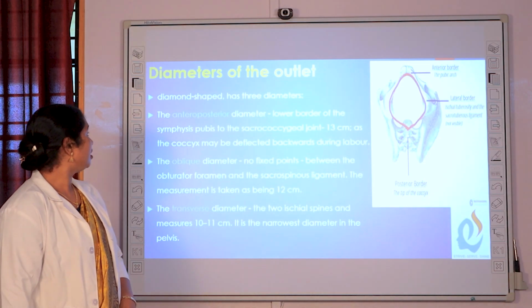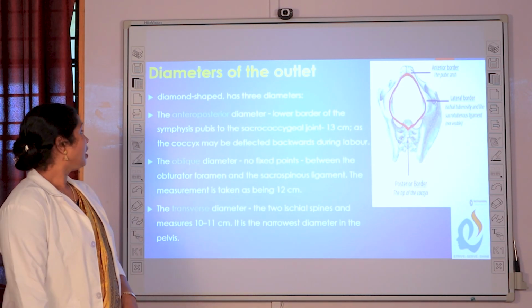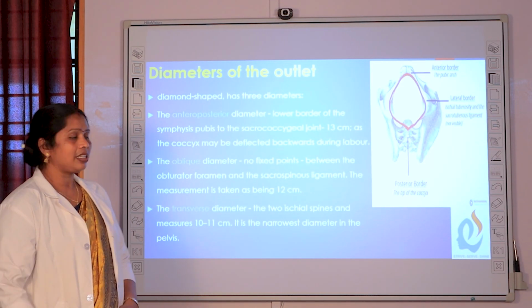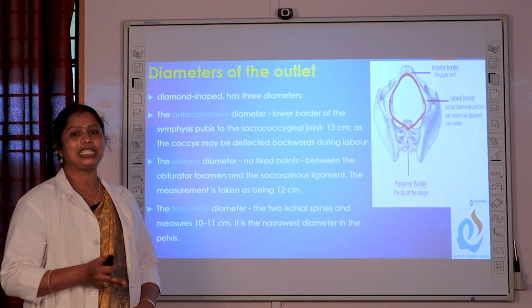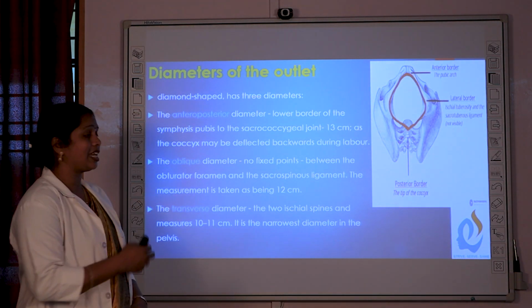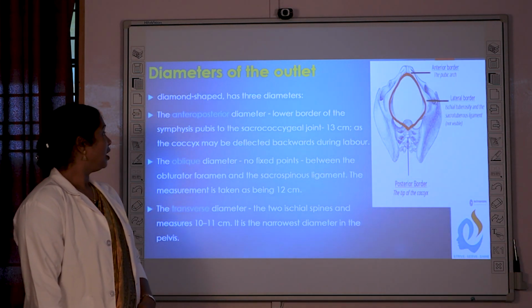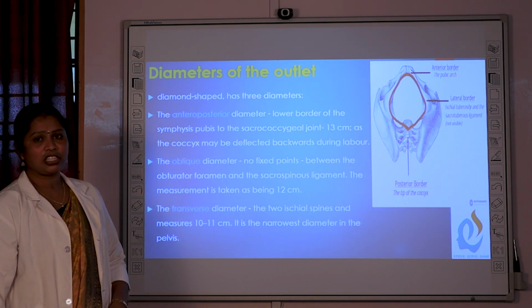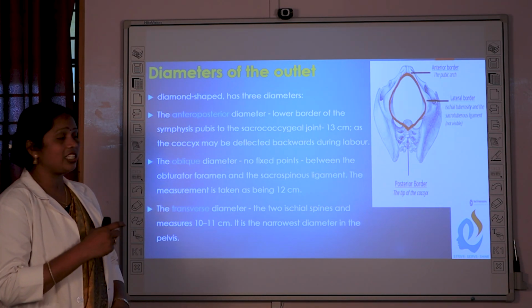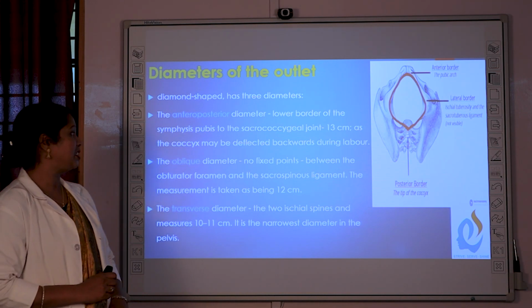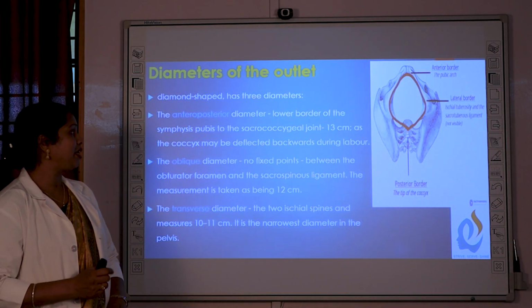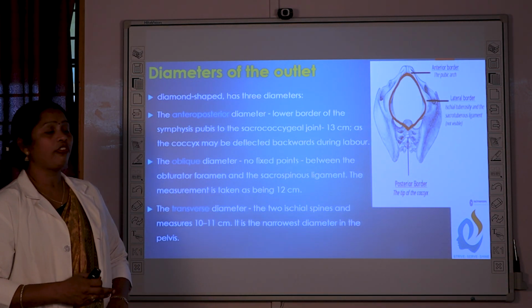Then the outlet, it's diamond in shape. It has 3 diameters, the same: anterior-posterior, transverse and oblique diameter. First one is the anterior-posterior diameter. It is from the lower border of the symphysis pubis to the sacrococcygeal joint. It is 13 centimeter in length. The coccyx may be deflected backward during the time of labor.